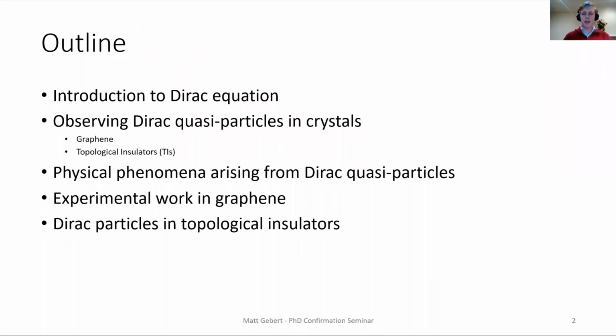So I get to give you a bit of a sense of direction. I'm going to first introduce you to what Dirac systems are, and I'll show you some of the consequences of observing Dirac behavior in particles, and especially in crystal systems. I'll give you some examples of phenomena that arise from these systems, and then touch on a bit of the work that I've been doing in graphene, which is a Dirac material, and what I want to do in the next couple of years. So that's the rough outline for the talk.